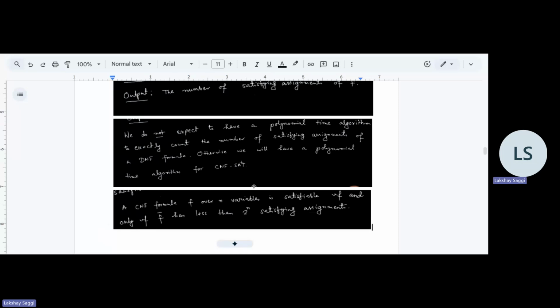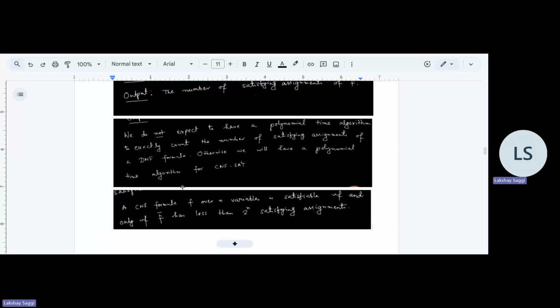And actually, one can show that a CNF formula f over n variables is satisfiable if and only if its negation f bar has less than 2 to the n satisfying assignments. Note that if a formula f is given in CNF form, written as an AND of ORs, then if you take its negation, the formula f bar, by De Morgan's law it will be ORs of ANDs of literals, and that will become the DNF problem.